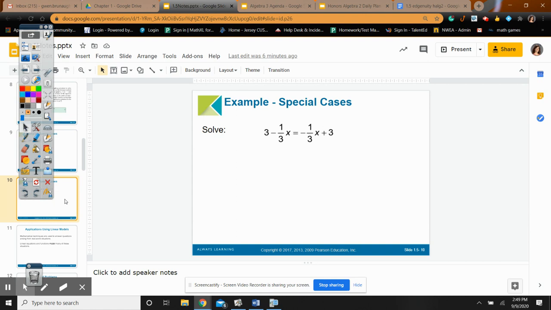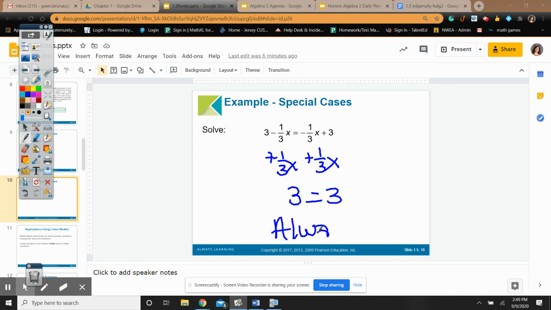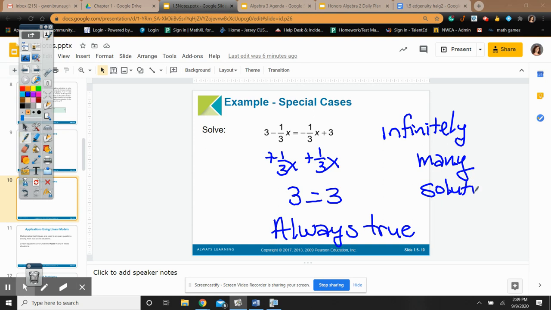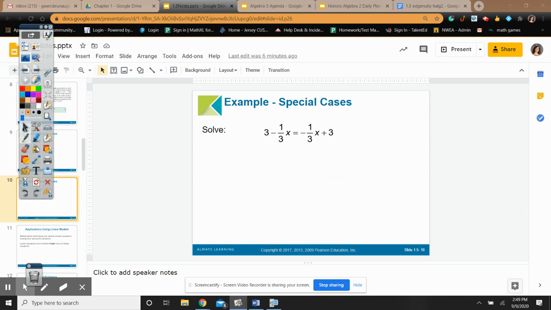Let's look at this one. You might notice right away what to do. You could clear out the fractions, but look what happens when I get my x's together. If I add 1/3 x to both sides, I get 3 equals 3. Is that true? Yes. When is it true? That's always true because these are the exact same line. And these guys have infinitely many solutions. Or maybe all real numbers. I don't know what the math lab is going to say, but these are the same lines, so they touch everywhere. So it would be infinitely many solutions.